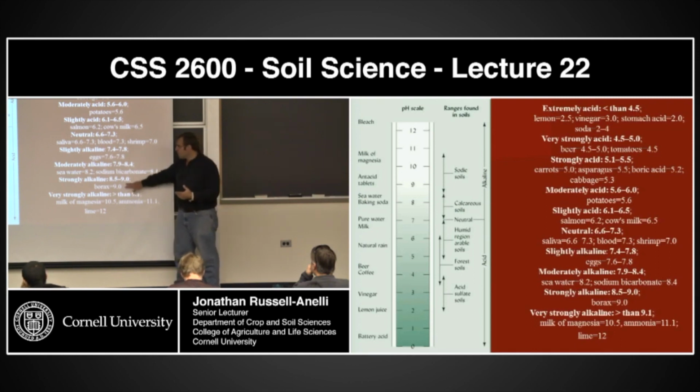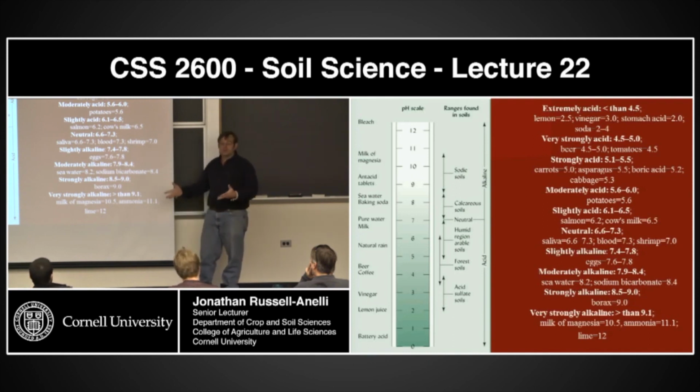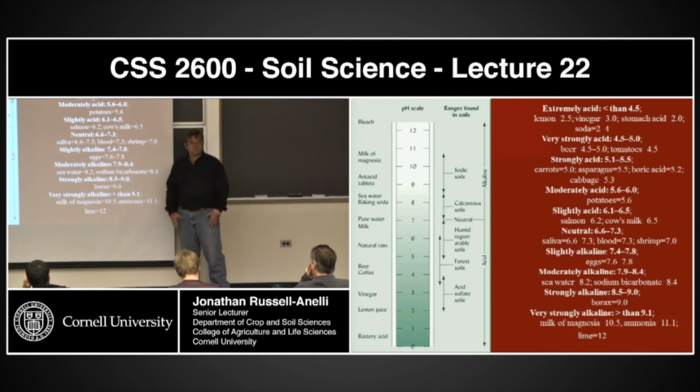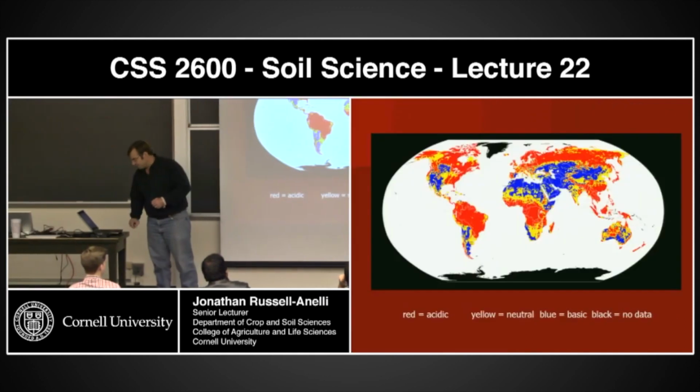Okay, very strongly we start getting into borax, 8.5 to 9, and very strongly we're talking about milk of magnesia, ammonium, and lime. Just to give you some ballparks, these are things that you guys all know, right? Is anything in there that's unfamiliar? Lemon juice, I mean, eggs, 7.6 to 7.8. Okay, cool? Okay, so that's the pH.